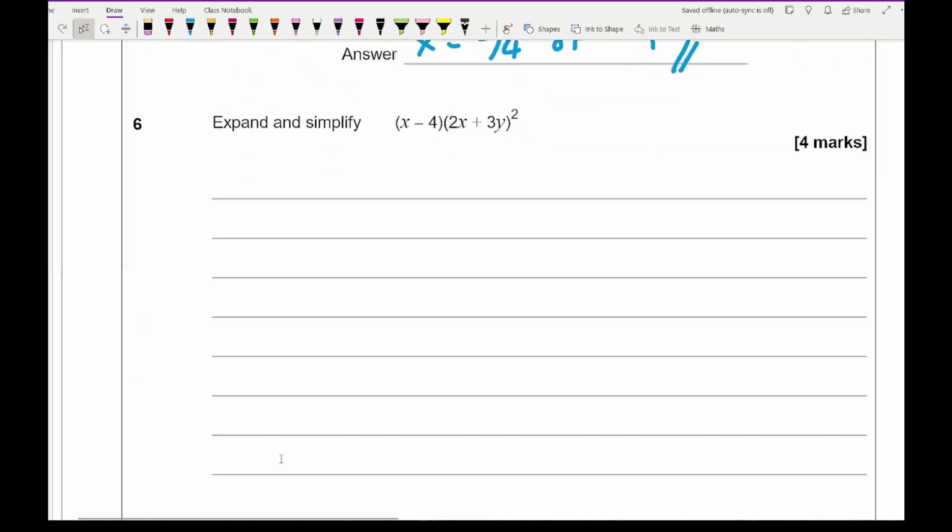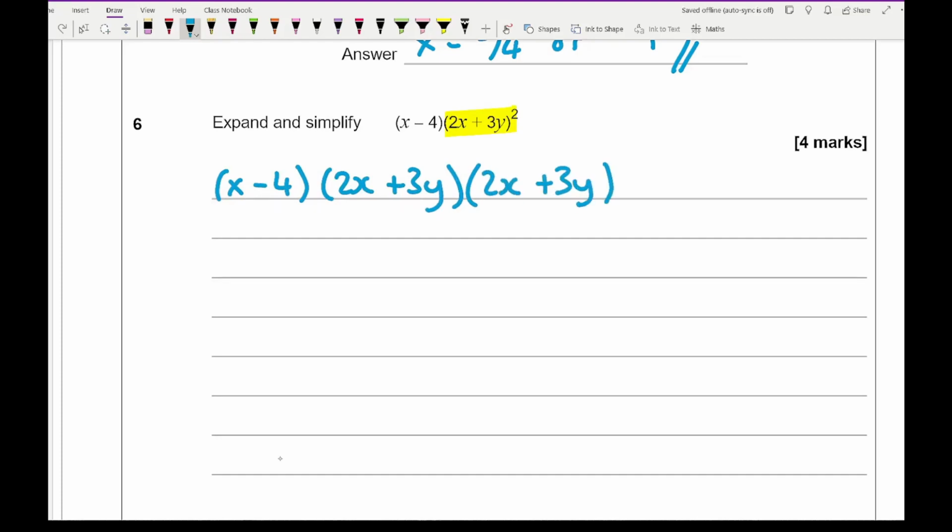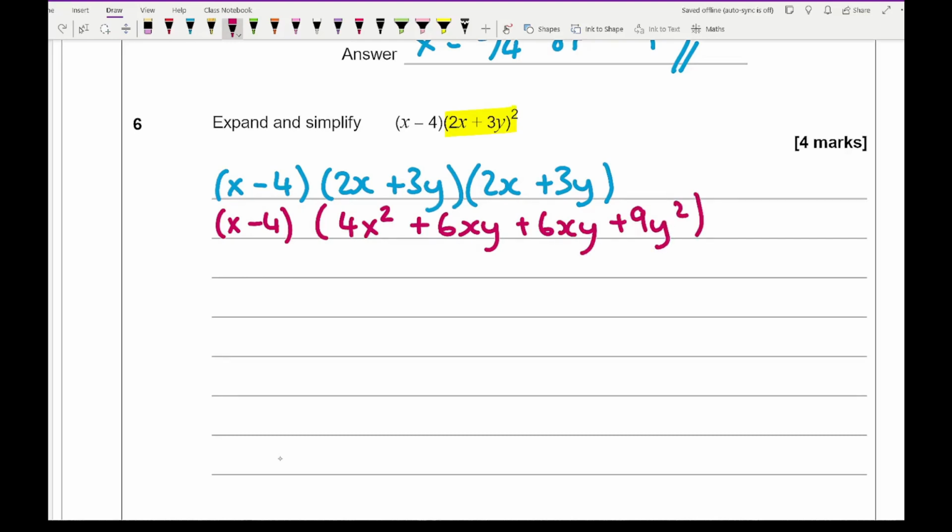Moving on to question 6, it says expand and simplify. So the first thing I'm going to do is expand this bit out first. Now it's really important that you recognise that this is a double bracket. So I've got x minus 4 and then 2x plus 3y and 2x plus 3y. Then if I just leave the x minus 4 to begin with and expand this out, I get 4x squared plus 6xy plus 6xy plus 9y squared. Then simplifying that further, I get x minus 4 times 4x squared plus 12xy plus 9y squared.